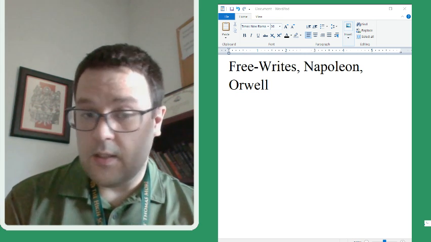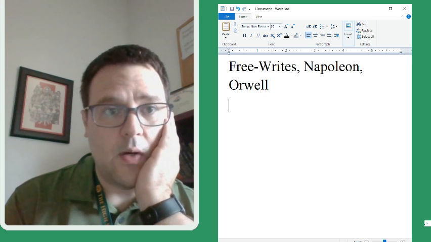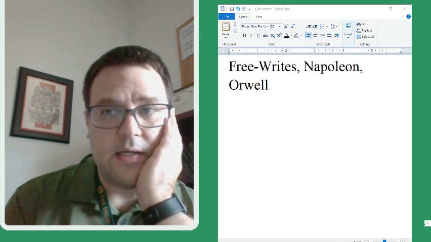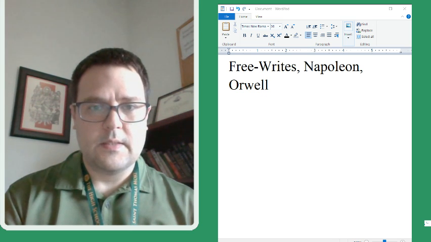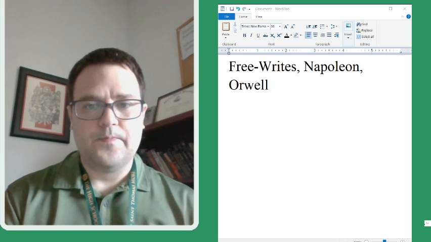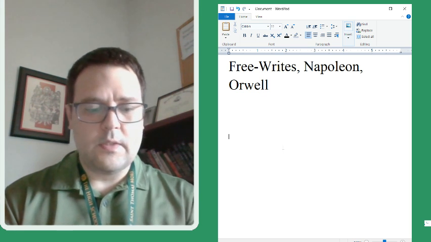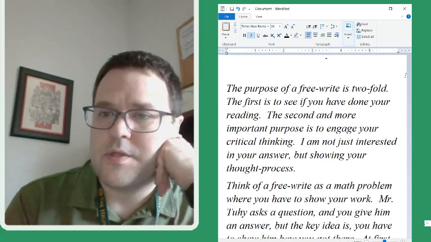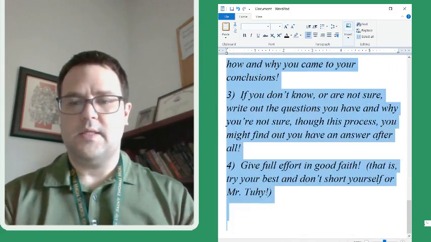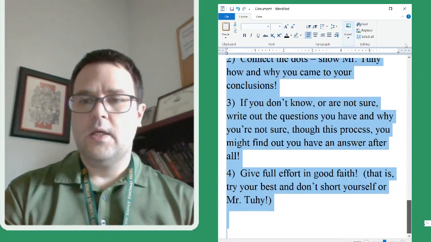So the first thing we did in class was we spent the first few minutes explaining a Mr. Tui free write. So I'm going to copy and paste that into this WordPad, and then we will talk about what that is. This first part is just how to write a Mr. Tui free write. So we're just going to go through this here. I don't know why this is all in italics, so we'll undo the italics there.